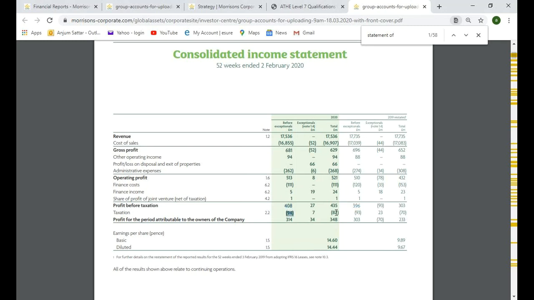How much tax did we pay this year compared to last year? We paid less tax this year. Maybe a tax incentive led to us saving it. And then, of course, how much dividend we paid.